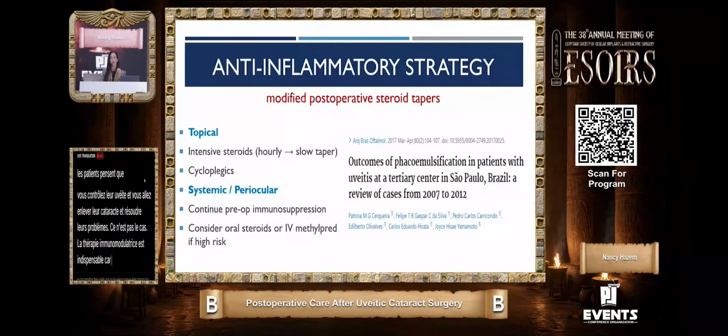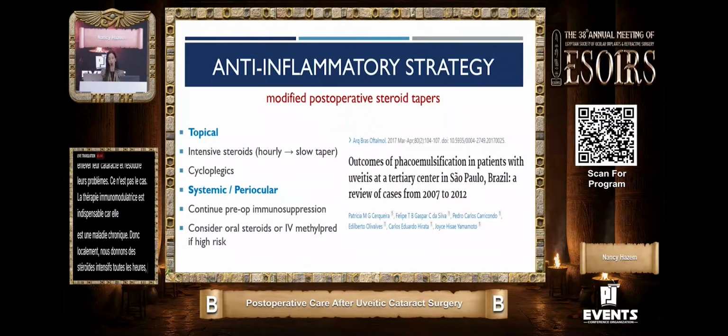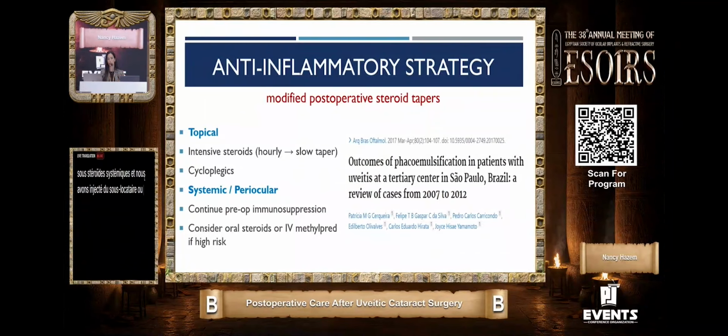So topically, we give intensive steroids every hour, even if the patient is on systemic steroids, and we inject subtenon or subconjunctival steroid at the conclusion of surgery. And cycloplegics are very important for the prevention of formation of new posterior synechiae.